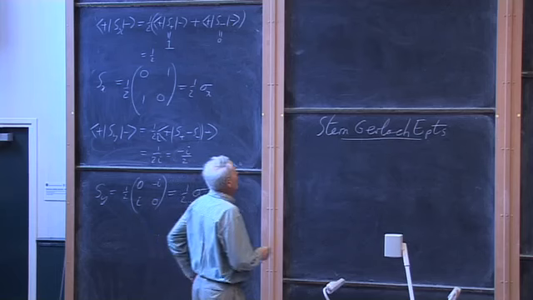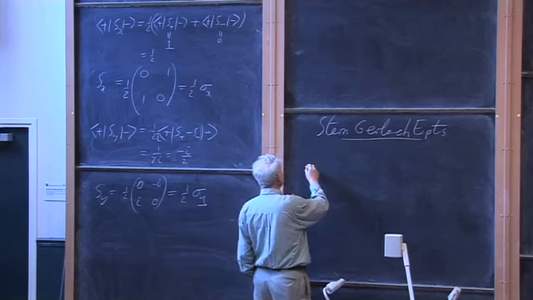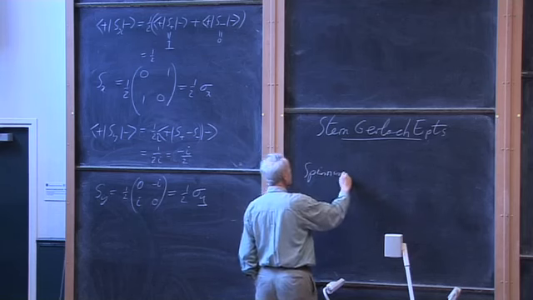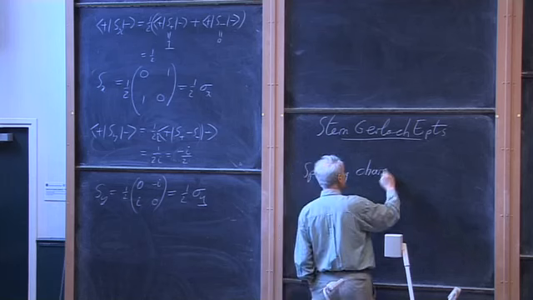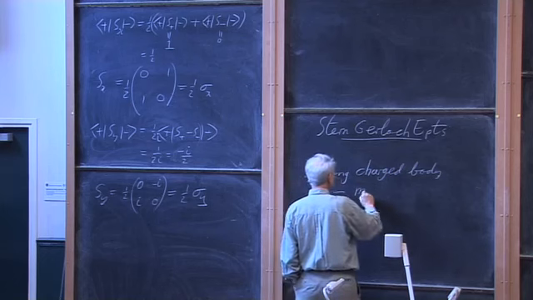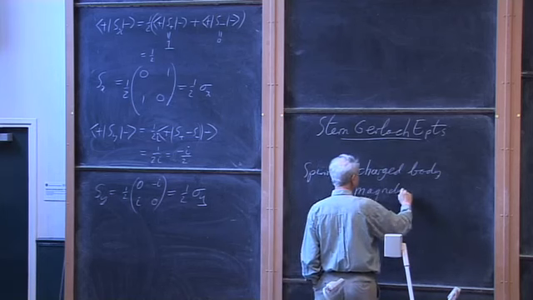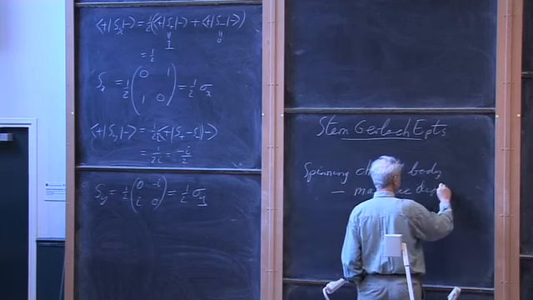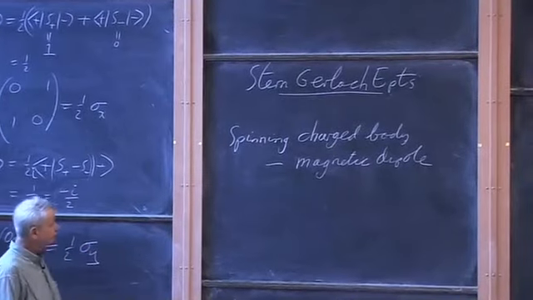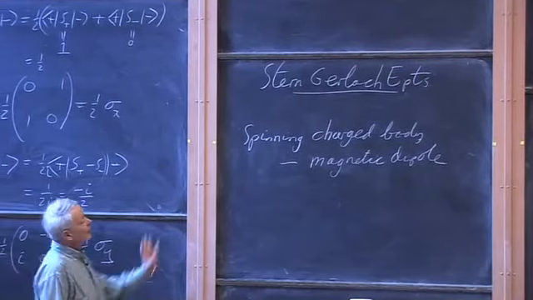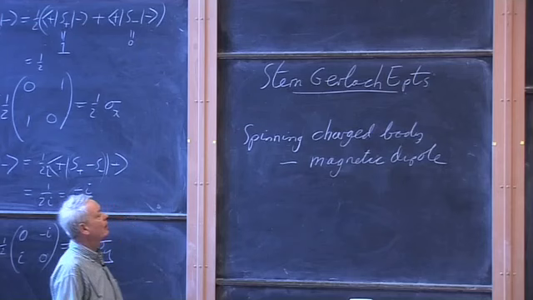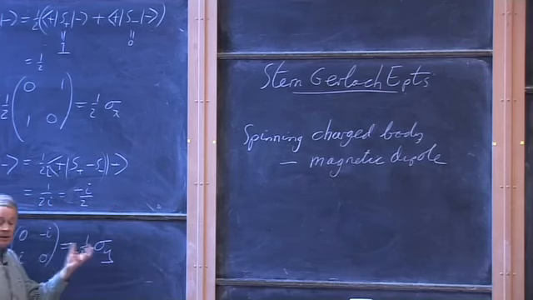So, okay. The point is that a spinning charged body is a magnetic dipole. I think that's kind of plausible. Electrons, neutrons, protons, being spinning charged bodies, have little magnetic moments. They are little magnets.